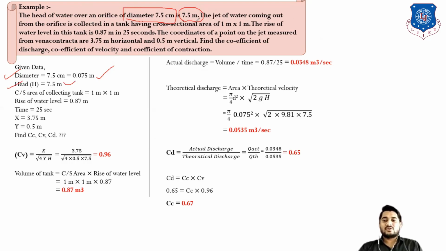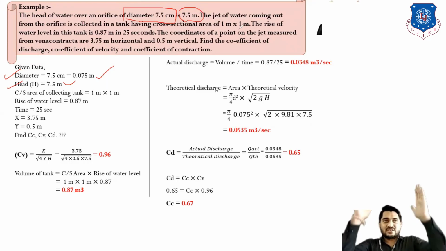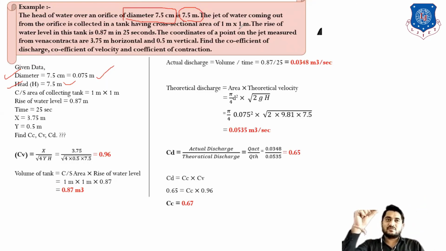The jet of water coming out from the orifice is collected in a tank having cross-sectional area 1 cross 1 meter. So let us assume one setup. Here is one tank. Here is one orifice meter located at the bottom level of the tank, and below it one tank is located for the collection of the water from the orifice meter. So the cross sectional area of the tank is 1 cross 1 meter.